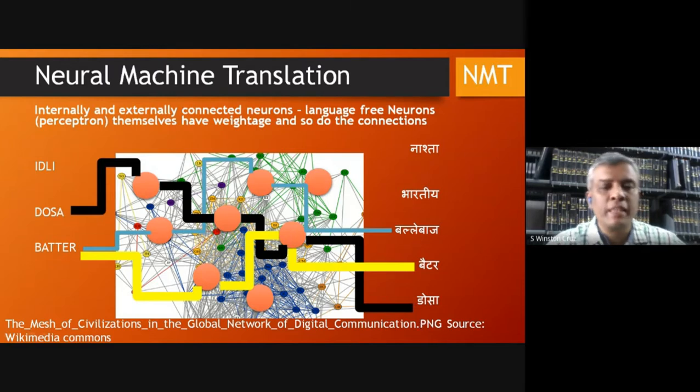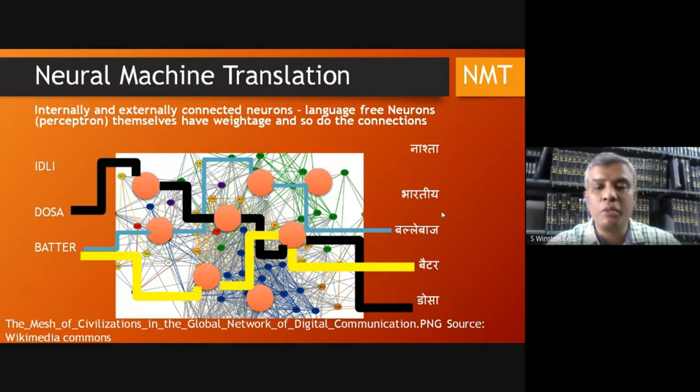Then we have this word batter. Batter is connected to, we see, one word balebas, one word batter. There are other words in this context, like nashta, which is breakfast, then Bharati, Indian, South Indian. Many words can be there that are proximate, near. Then dosa is there, idli is there, batter is there, balebas is also there.